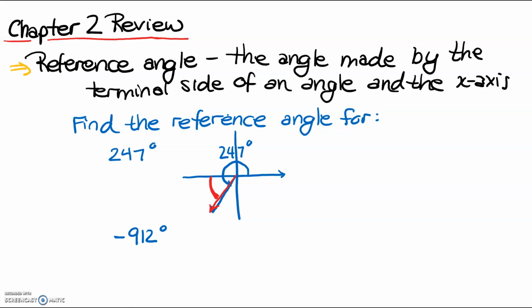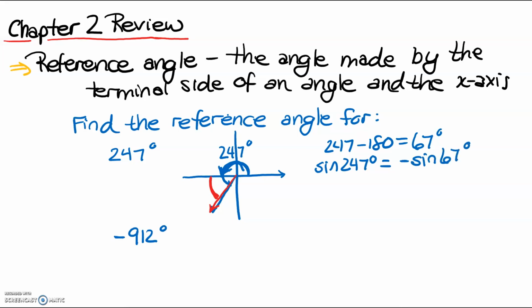Well, if I take 247 degrees and I subtract, what do I know? I know this amount right here, from 0 degrees over to the negative side of the x-axis, that's 180 degrees. So if I subtract that, I get 67 degrees, and that's my reference angle. So how does 67 degrees relate to 247? Well, for instance, if you want to find the sine of 247 degrees, it will create the same triangle but in quadrant 3. Okay, so in quadrant 3 sine is negative, so we could say this.